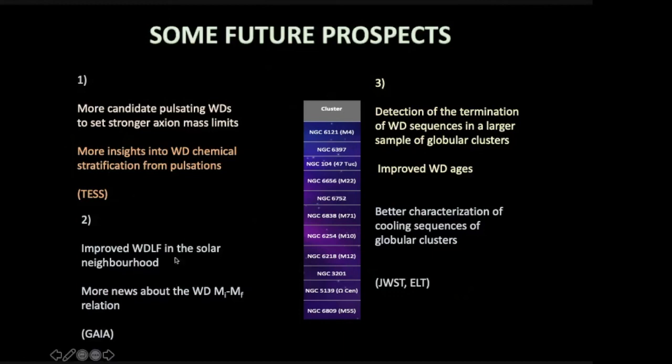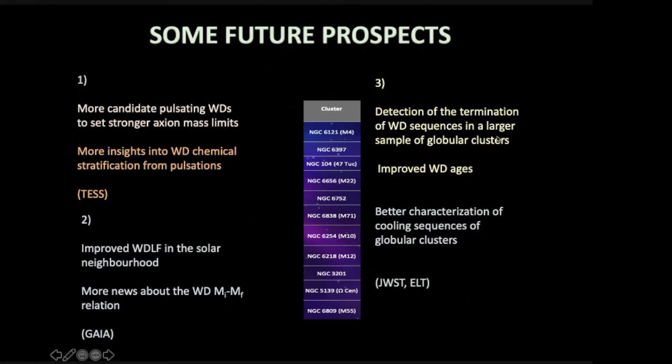Okay, then we will have with Gaia another release, I believe, next year. We will have an even more improved white dwarf luminosity function in the solar neighborhood. And we might have, studying for example open clusters, even more news about the white dwarf initial-final mass relationship, which starts to get even more interesting. It's not only uncertain, but now if you have this sort of non-monotonicity around two solar masses, this is a new feature, completely unexpected. So it adds more interest to this subject.